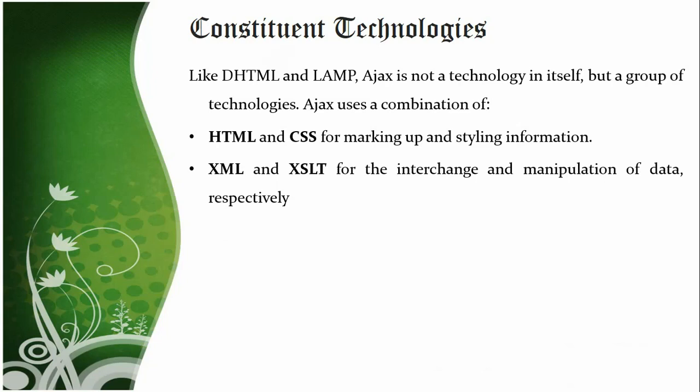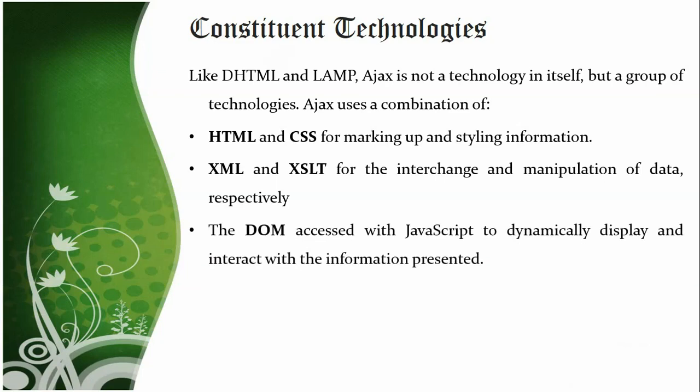That's why the last word in AJAX is XML, because XML is basically not meant for displaying, rather it is meant for storing and transporting data. So interchange of data and manipulation of data. Next one, the DOM, the document object model.